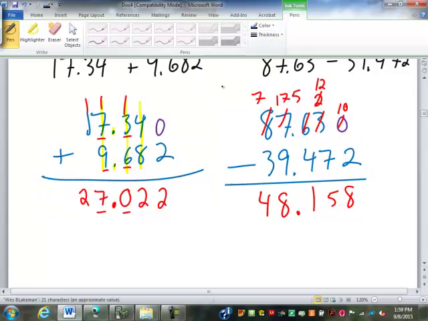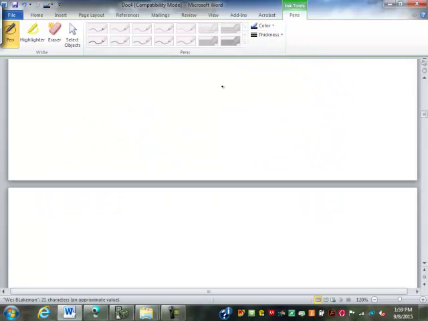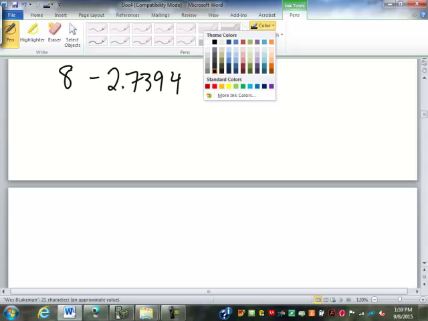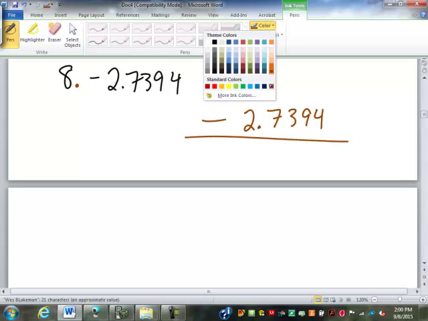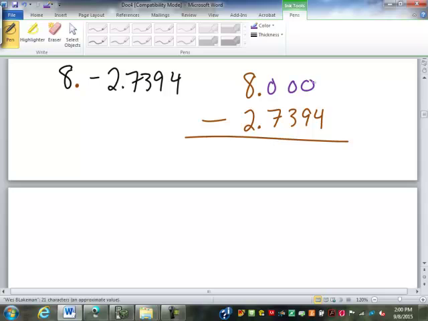Something I'd like to point out is this one. When I go to do this one, first of all, where's the decimal point in the 8? At the end. Any number that doesn't have a decimal point expressed in it, the decimal point is at the end of it. So we put that there, so we're going to have to make sure we line up with that. And of course, we should fill in our missing zeros.